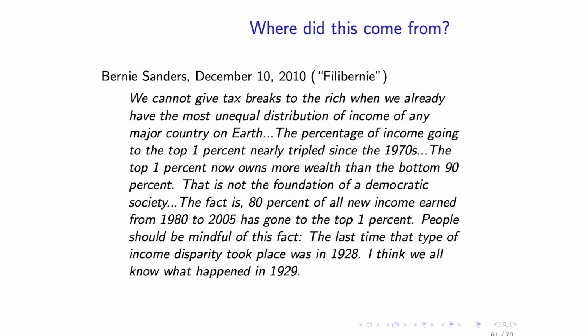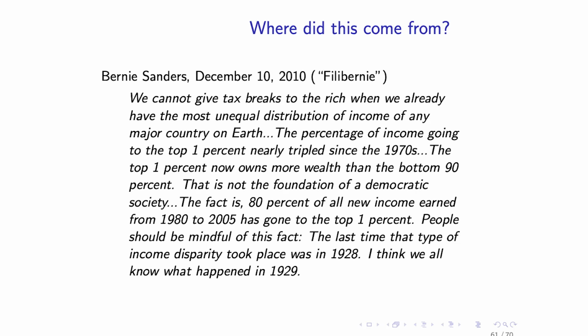And here is what he said. We cannot give tax breaks to the rich when we already have the most unequal distribution of income of any major country on earth. The percentage of income going to the top 1% nearly tripled since the 1970s. The top 1% now owns more wealth than the bottom 90%. That's not the foundation of a democratic society. The fact is 80% of all new income earned from 1980 to 2005 has gone to the top 1%. People should be mindful of this fact. The last time that type of income disparity took place was 1928. I think we all know what happened in 1929.